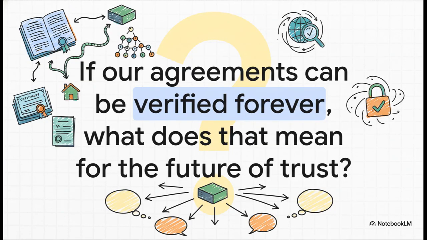And that really leaves us with a final big question to think about. When our most important records, our contracts, our property deeds, our educational certificates, can be anchored in a way that is permanent, public, and can be independently verified by anyone on the planet forever, what does that do to the future of trust? What new kinds of collaboration and verification does that unlock for all of us?